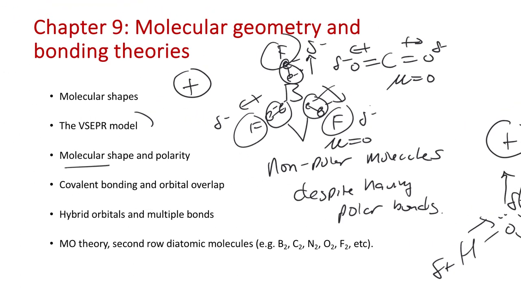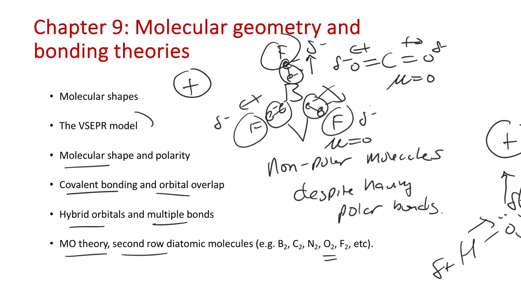Okay, so then we'll talk about some covalent bonding and overlap theories, and how bonds can be understood through the overlapping of their atomic orbitals. That will lead into talking about hybrid orbitals and multiple bonding, things like pi bonds, if you've heard about those. We'll give a description of what pi bonds look like. And then we'll get into molecular orbital theory, to try to describe the bonding in second row diatomic molecules.